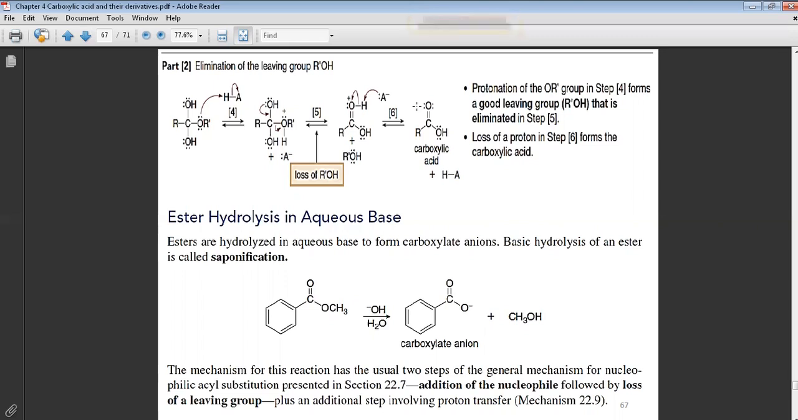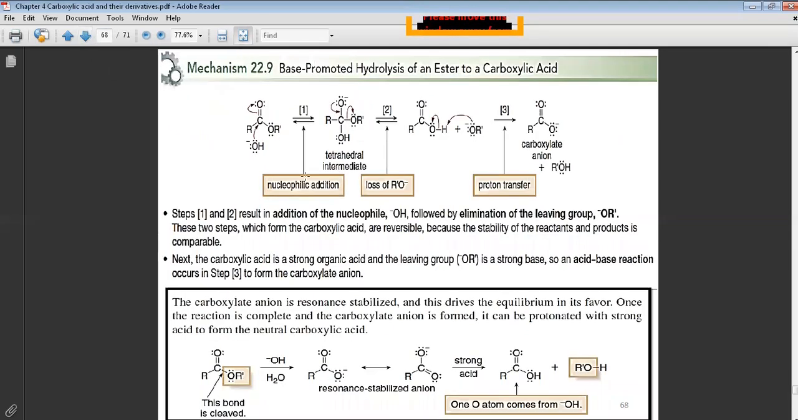Ester hydrolysis in aqueous base. Look here, in aqueous base. If you have aqueous base, that means it will give you carboxylic acid anion, the carboxylate anion, and the methanol. The mechanism. This is the mechanism.